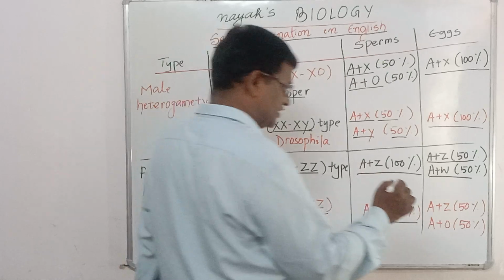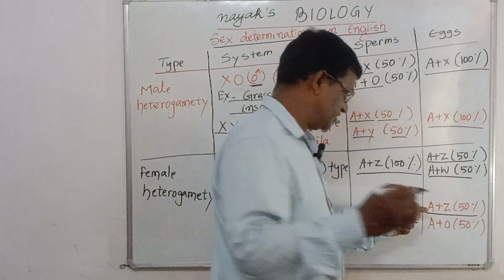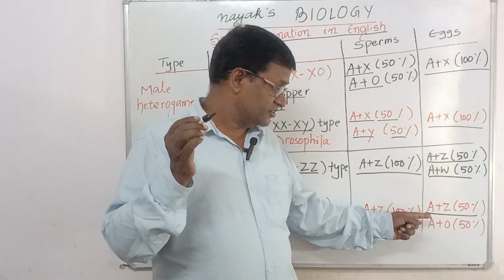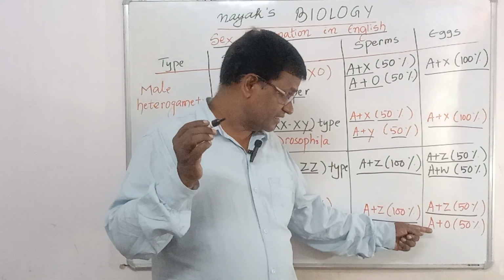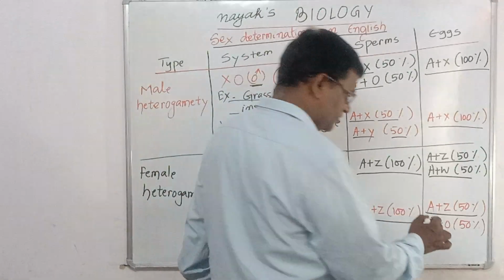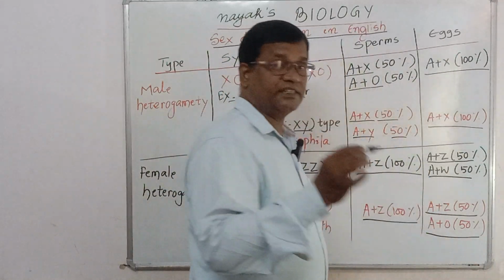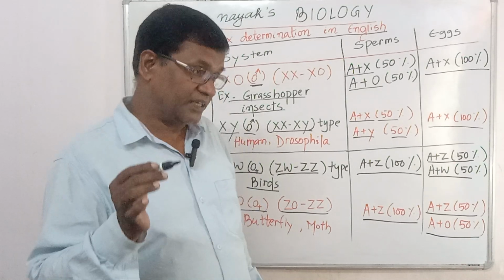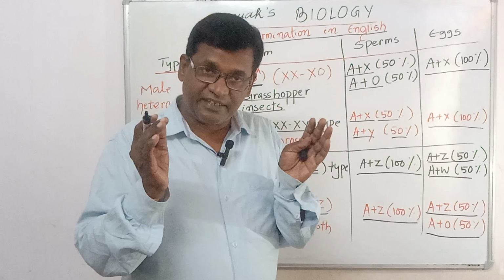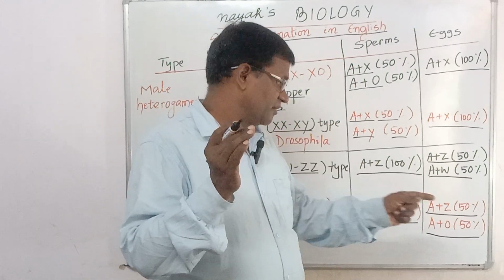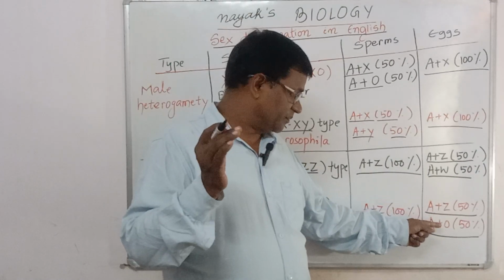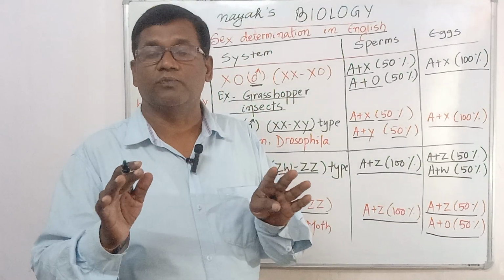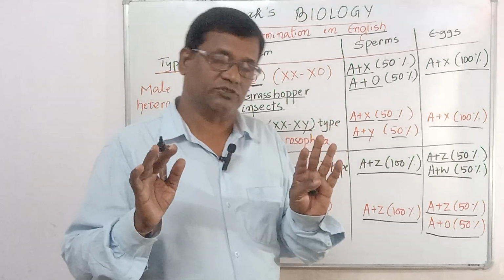But where the egg is concerned, it is two types. A plus Z means it contains the Z chromosome. A is for the autosomes. But here the second choice, you see A plus 0. What does it mean? It doesn't contain any sex chromosome. Of the total 100% eggs, 50% contain the Z chromosome and 50% don't contain any sex chromosome. They contain only the autosomes.